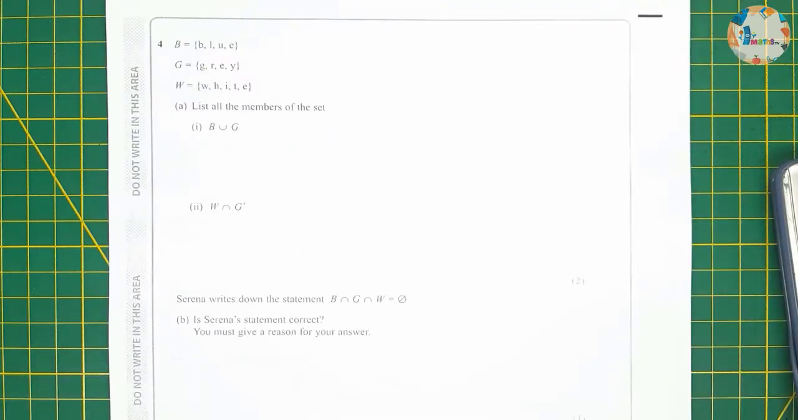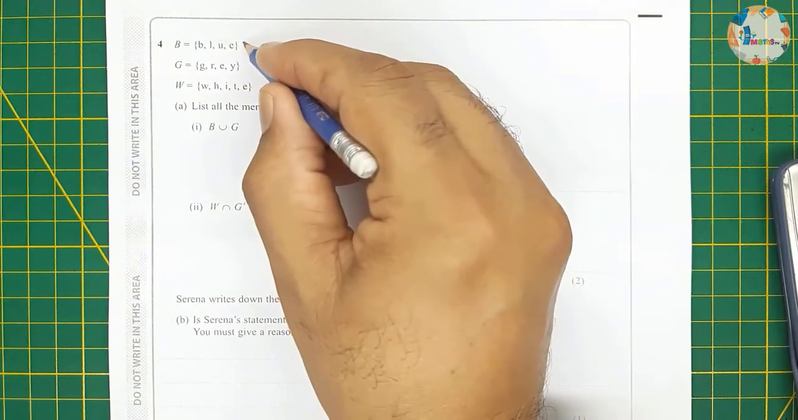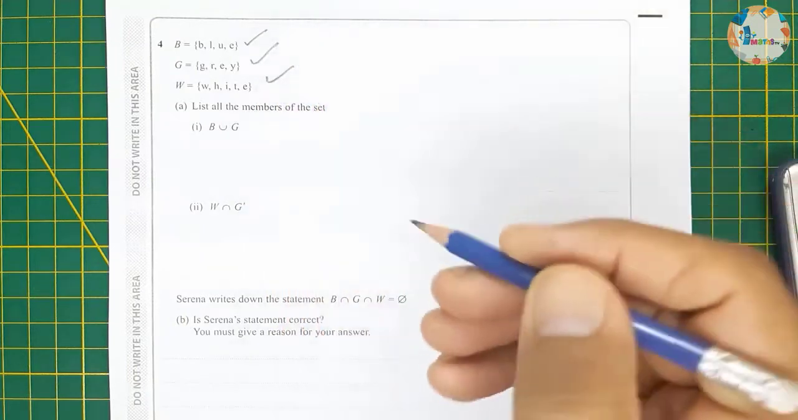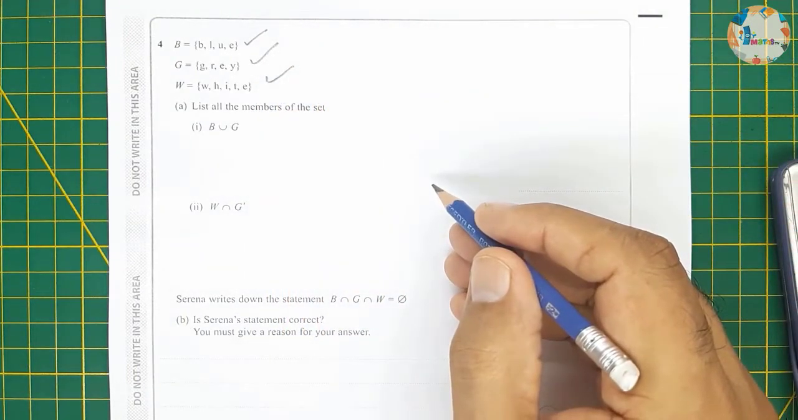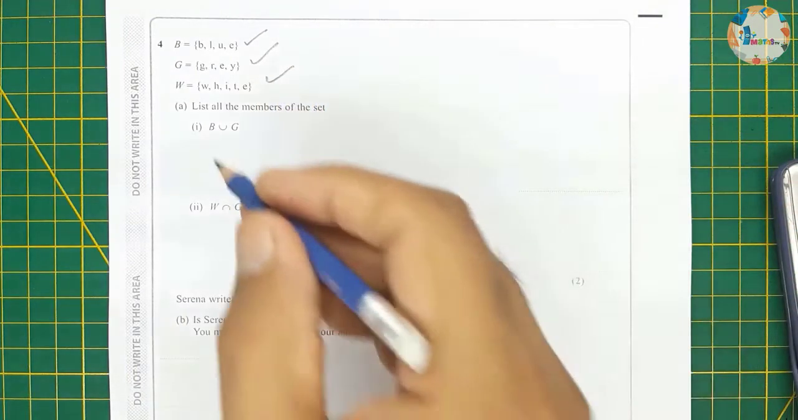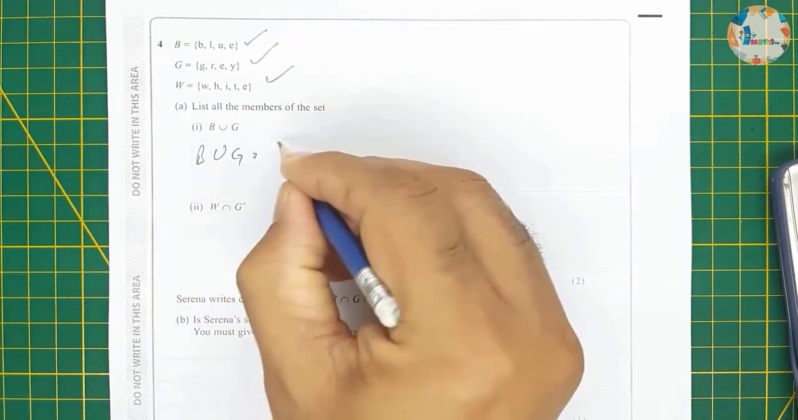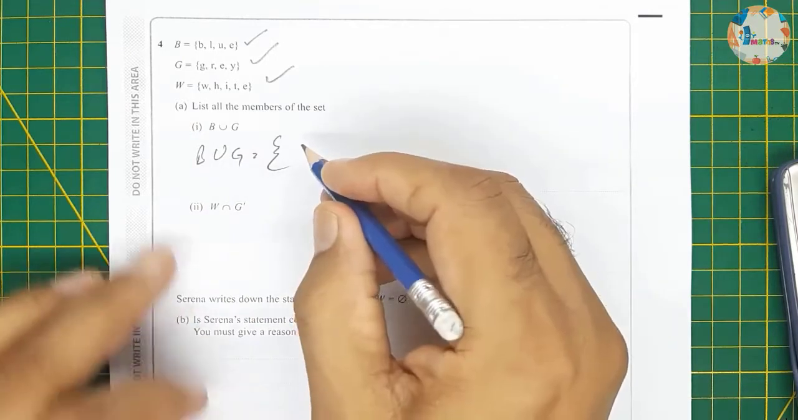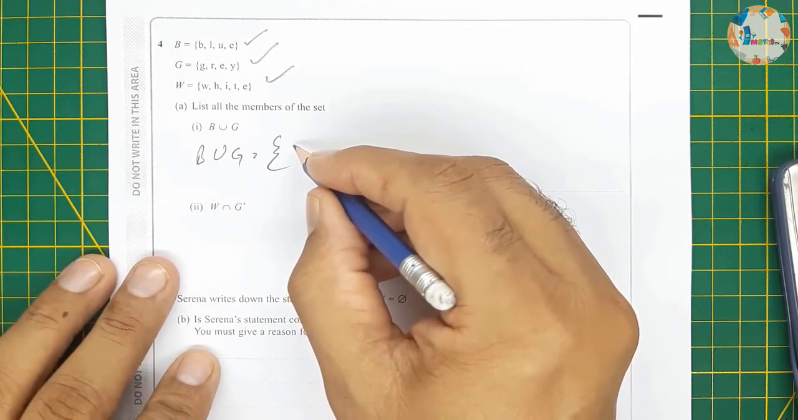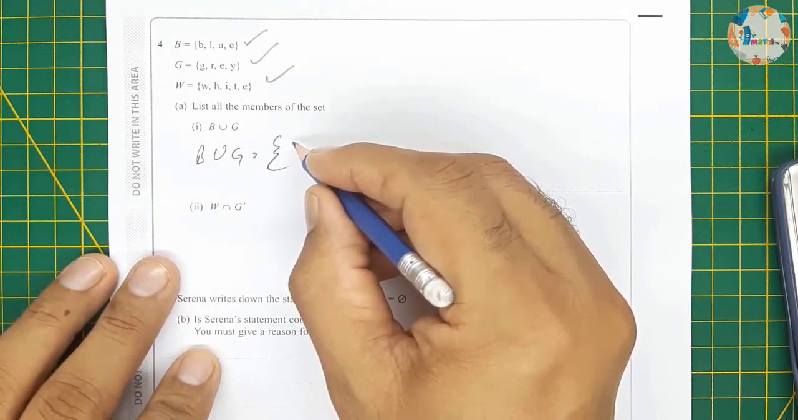Now this is question number 4. Question number 4 says set B is given, G is given, W is also given. List all the members of the set B union G. So B union G will be members of B and G without repetition.